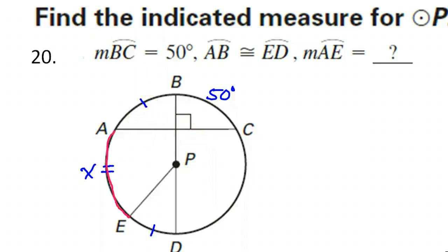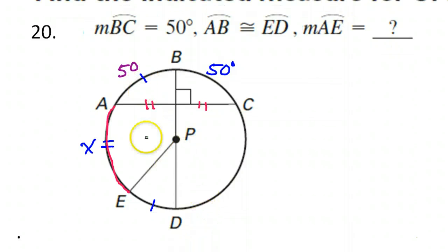So that means these two sides have to be congruent, which means the arcs have to be congruent. So if this is 50 degrees over BC, then arc AB is also 50 degrees. Now, we were told right in the given that arc AB and arc ED are congruent. See, that's why we marked them the same. So that means ED is also 50 degrees.